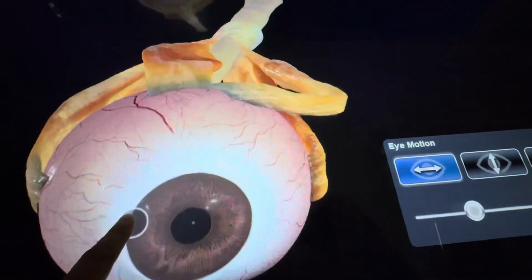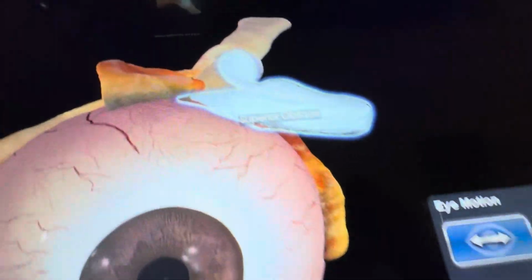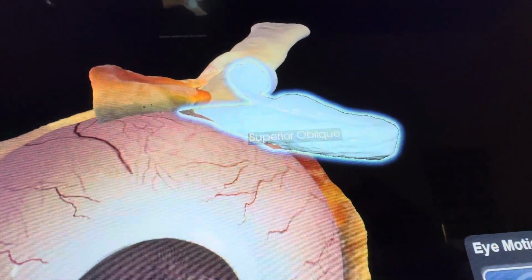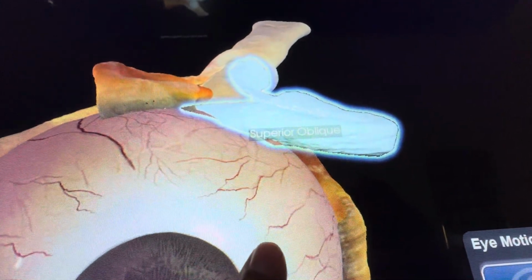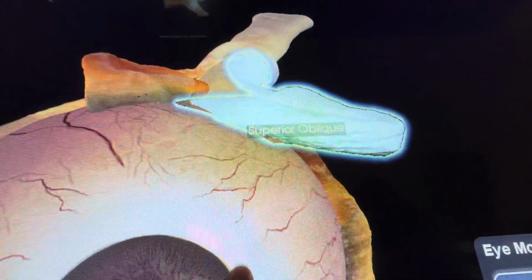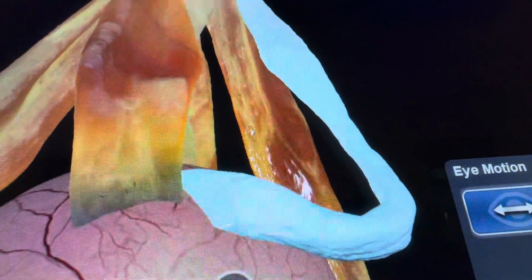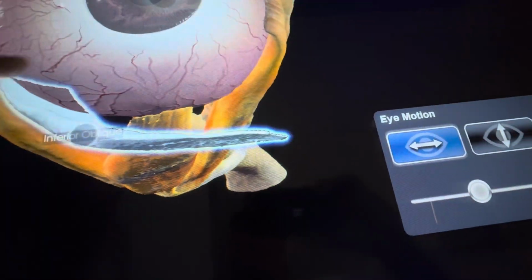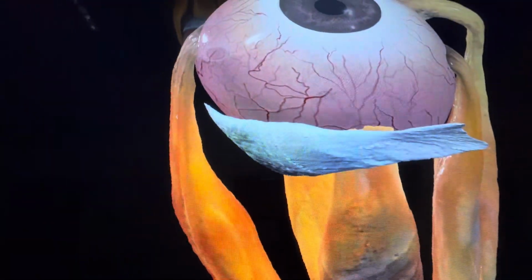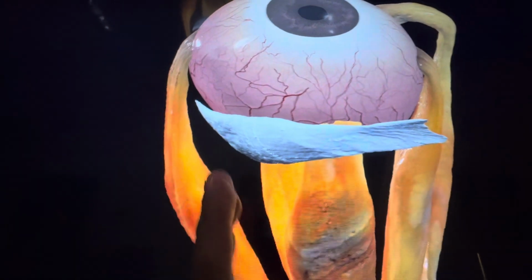And now you have 2 muscles. You have your superior oblique, right? You could see how it's very different, how it's kind of curvy. And then your inferior oblique, you could see this one's like running diagonal instead of what? Straight, like the rectus muscles.